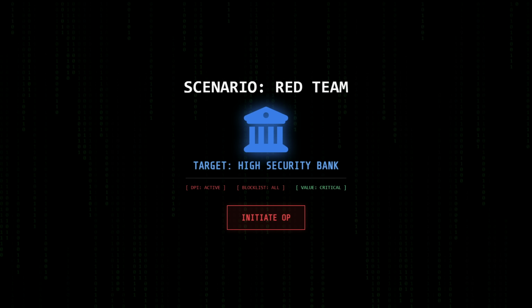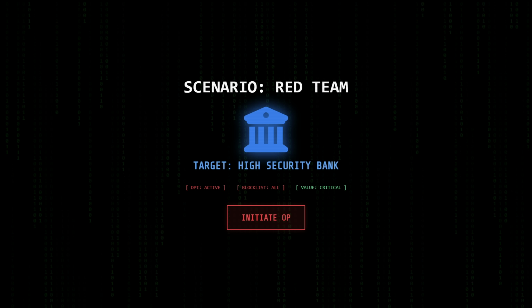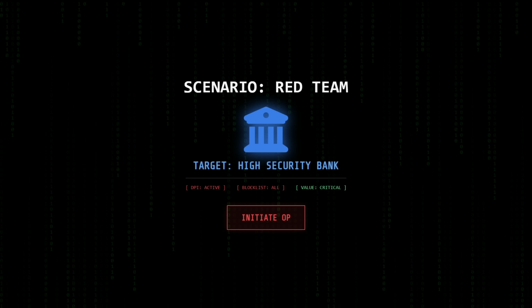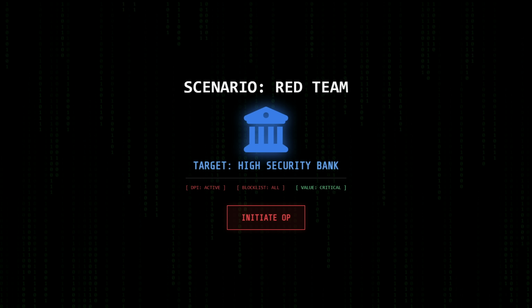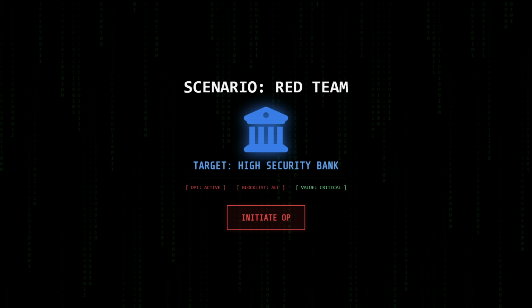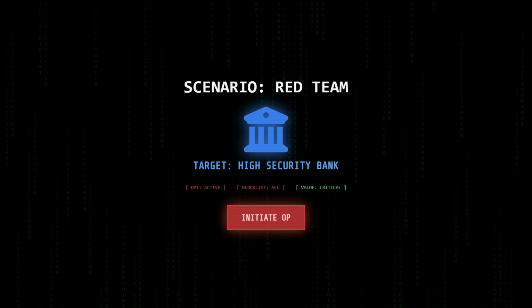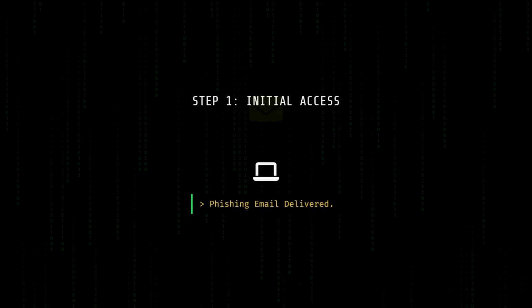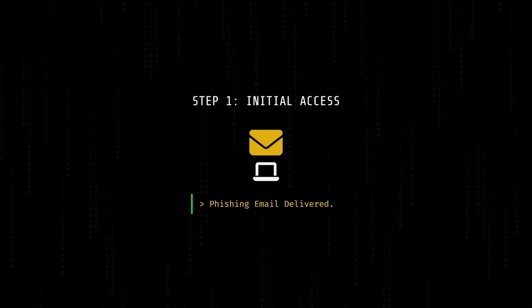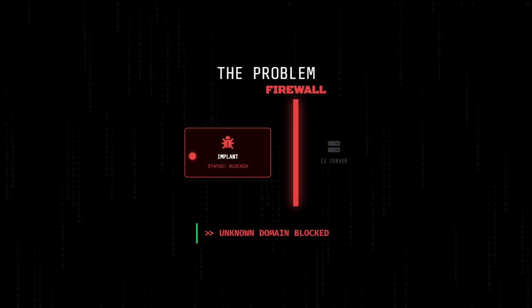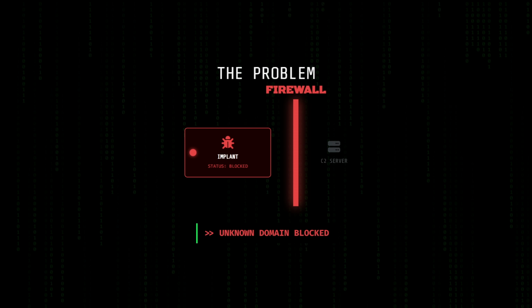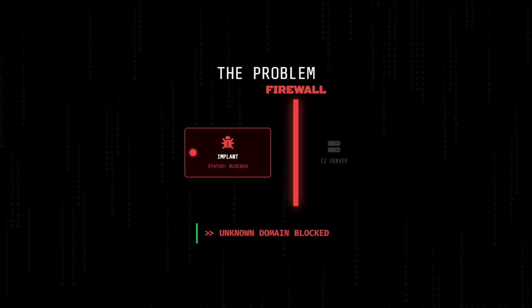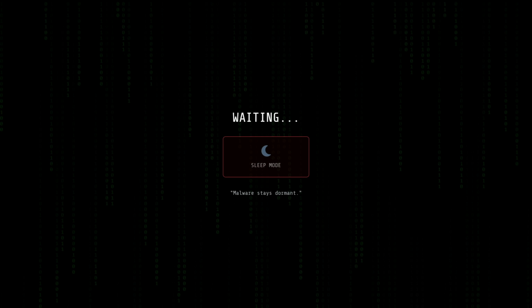Let's paint a picture of a red team scenario to see why this is so dangerous. Imagine I am targeting a highly secure financial institution. They have deep packet inspection turned on. They block all unknown domains. I managed to get a foothold on an employee's laptop via a phishing email, but my command and control beacon cannot call home because the firewall blocks my unknown C2 domain. But the employee uses Microsoft Teams for their daily meetings.